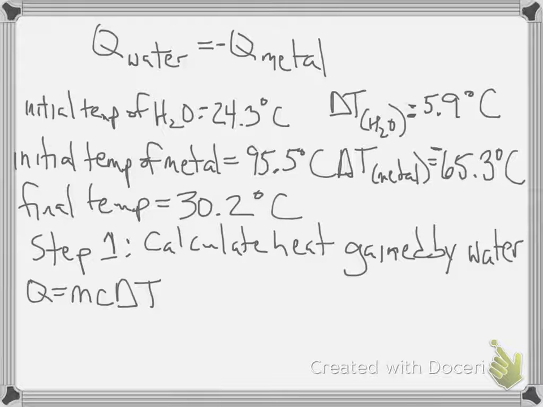Since we know the mass that we started with, and we know the specific heat of water, and we can also calculate delta T, which we already did up above, we can go ahead and calculate Q, which is the amount of heat that is gained by the water. So I'm going to go ahead and do this down at the bottom here.